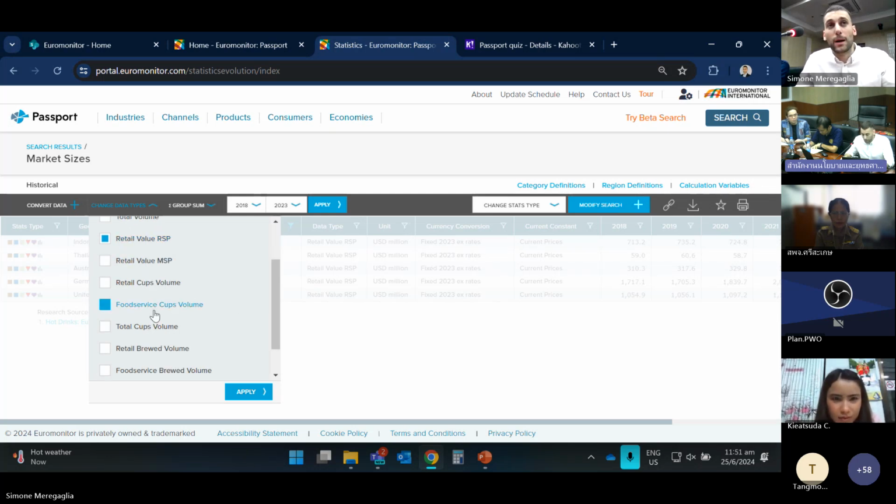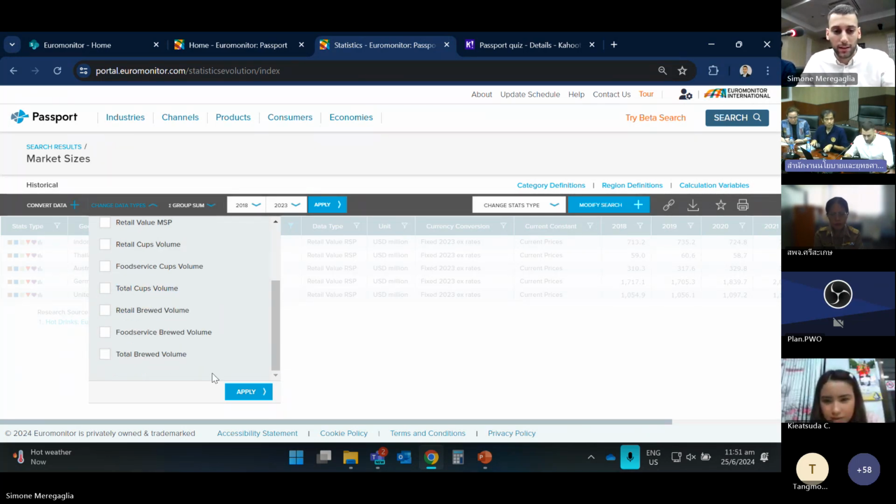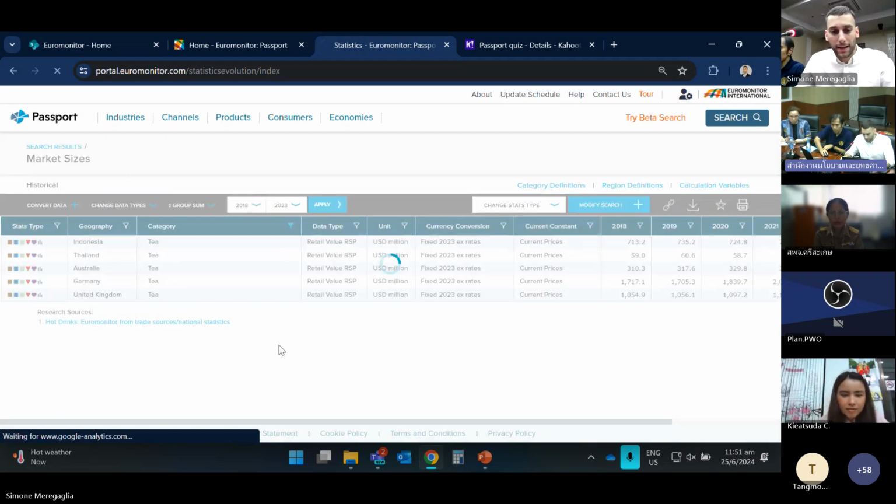Food service cups volume, how many cups have been sold in restaurants, hotels, catering. This is all food service. You can click on that as well. So you can select different data types, and then you can click on apply, and it will show you those data types that you have selected, for example.